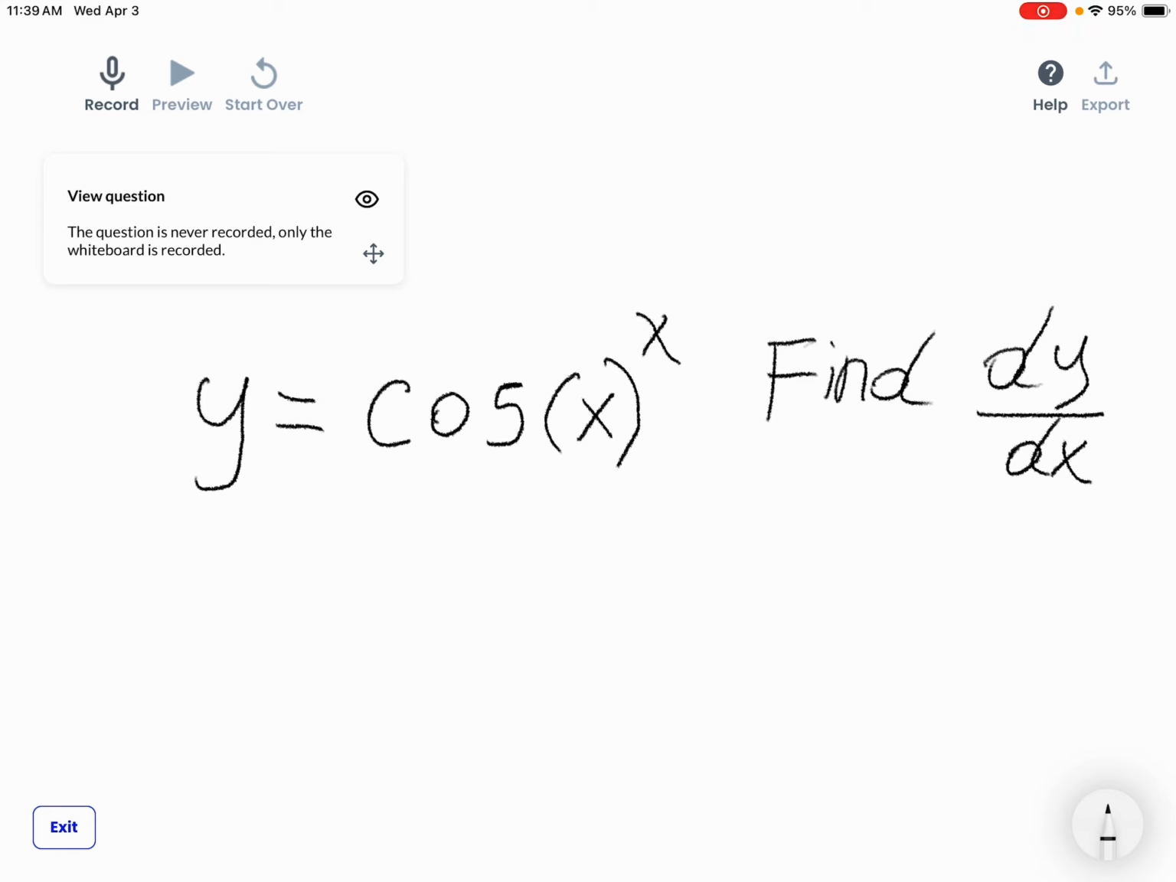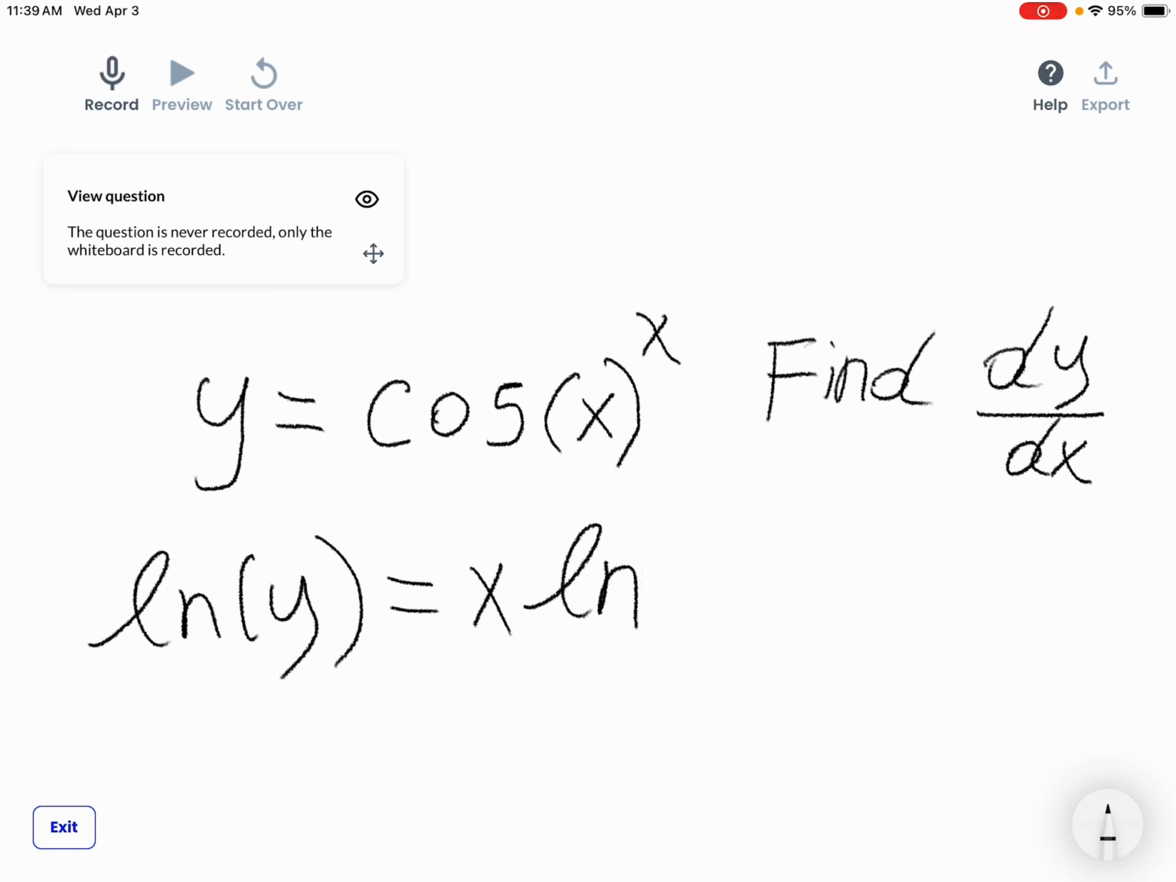If we take the natural log of both sides, we get the natural log of y is going to be equal to, why do we do this? Well, we have cosine of x to the x. So taking the log of the right side, when something is raised to a power, the power can jump down as a coefficient. So we have the natural log of y equal to x times the natural log of cosine of x. And now we can differentiate both sides with respect to x.